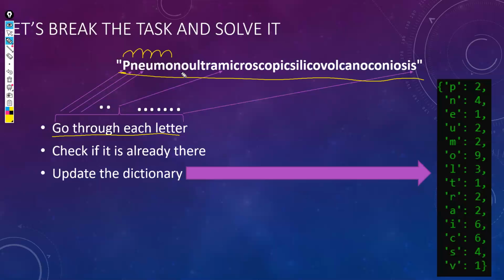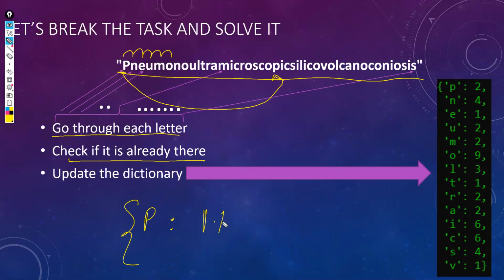So, going through each letter, then check if it is already there. Like I have created a dictionary with P, I have seen P, and I have stored it in my dictionary with a value of 1. Now when the next P comes, I need to check whether that P appears in that dictionary. If yes, I need to add 1. So these are the two simple tasks I need to perform: go through each letter, check if it is already there, and if it is already there, update it.